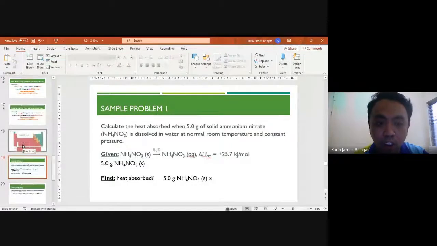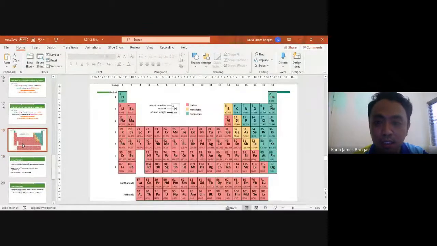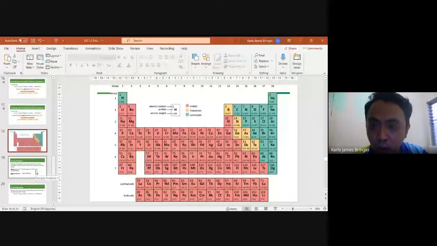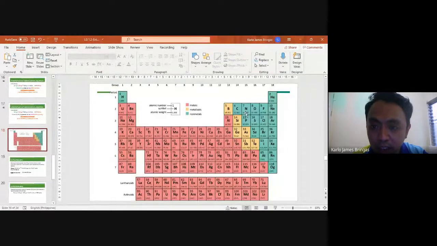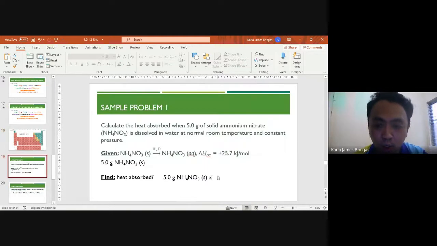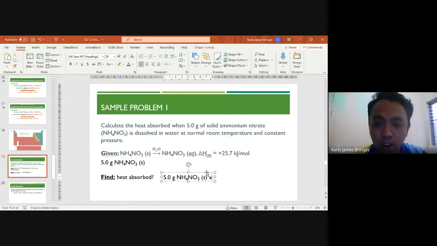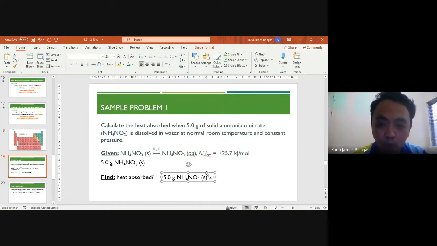So looking at our periodic table in here, sa taas. So for our nitrogen, it's right over here. It's 14.007. Hydrogen, it's right over here. Its atomic mass is 1.008. And oxygen is 15.999. So recalling in our Chem 1, how to compute the molar mass, we can then have the following.